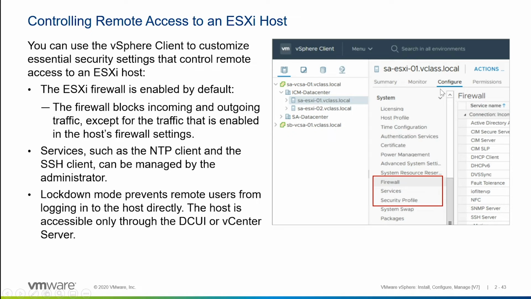We can click on one of those and go to the configuration interface where we can set the configuration for the firewall of ESXi. The firewall is enabled by default, and it blocks all incoming and outgoing traffic except those that are explicitly allowed by the firewall itself. Here we can manage the different services, things like the NTP services, Active Directory, and so on. Here we can look at the security profile, which allows us to change lockdown mode, for example.